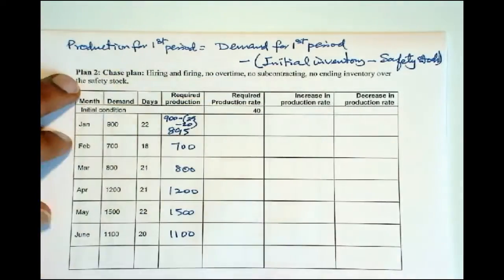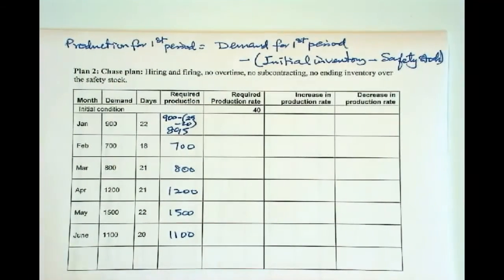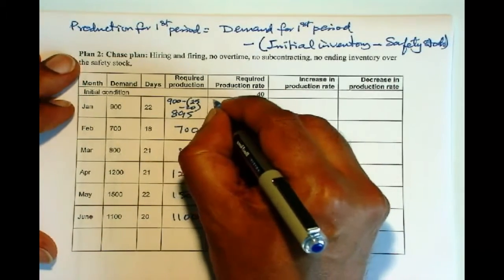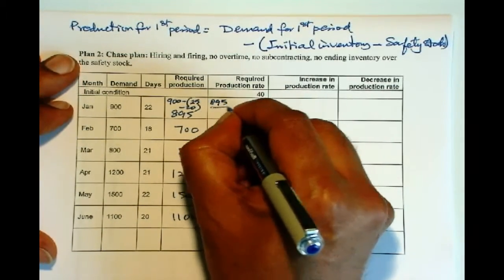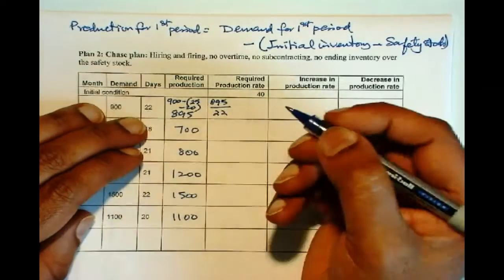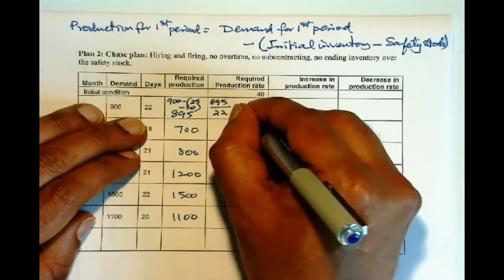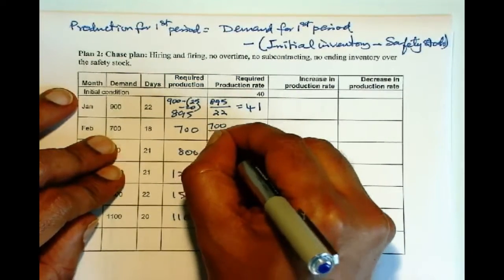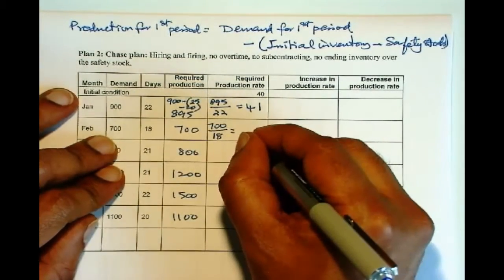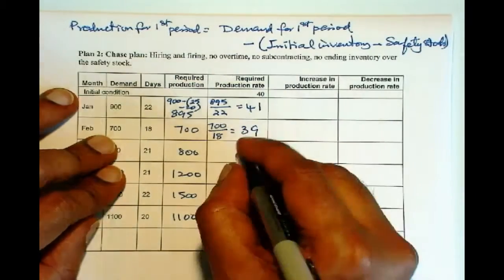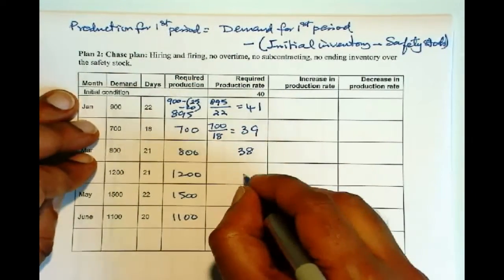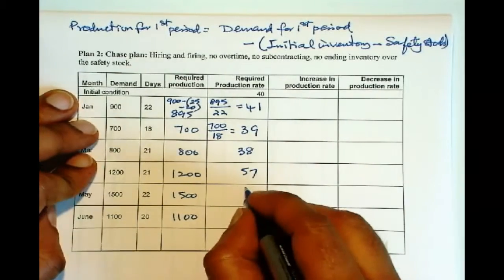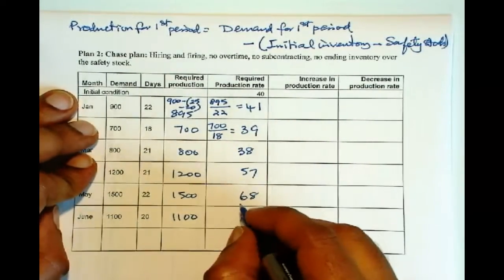So these are the production quantities. Now let's compute the production rate required. So first one is 895 divided by 22, and that is equal to 41. 700 divided by 18, that is 39. And then we can compute it in the same fashion. 38, 57, 68 and 55.